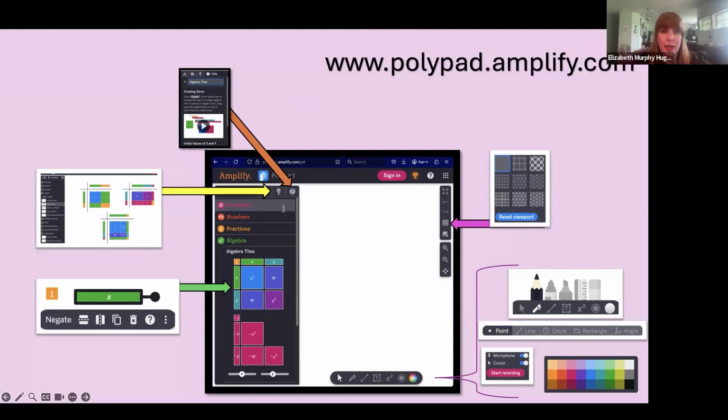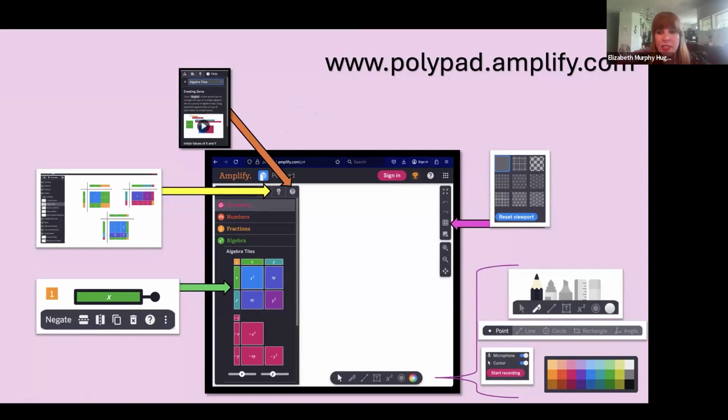The website I am going to focus on is Polypad Amplify, which is there as well. You can type it into your browser. In just a few minutes, I'm going to give you some time to explore this site because this is a super cool site. Whenever I introduce this to teachers, this is the mic drop. They're like, this is amazing. I love this. I can't wait to use it.